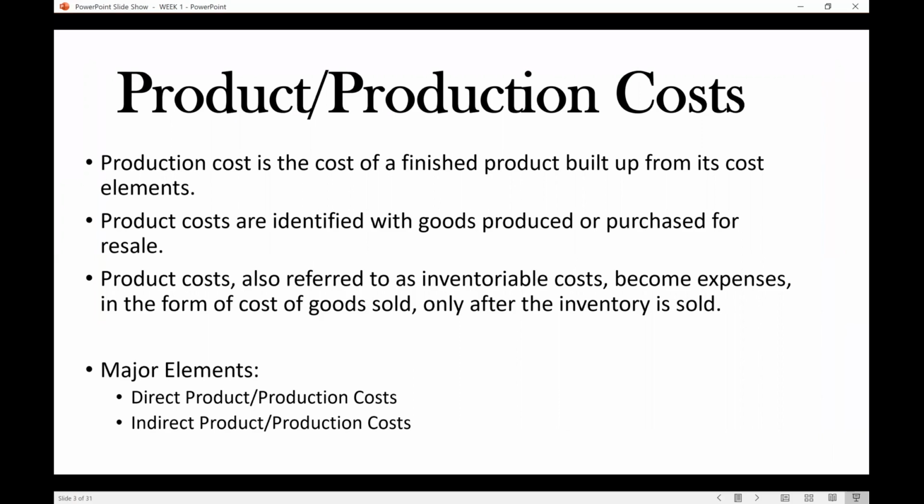Again, production costs are identified with goods produced or purchased for resale, right? Production costs, also referred to as inventorable costs, become expenses in the form of cost of goods sold only after the inventory is sold. Some major elements of production costs are product costs. These are divided into direct and indirect production costs, right? So that's just a little background information before we go into our question.